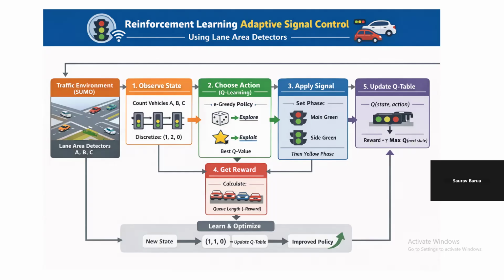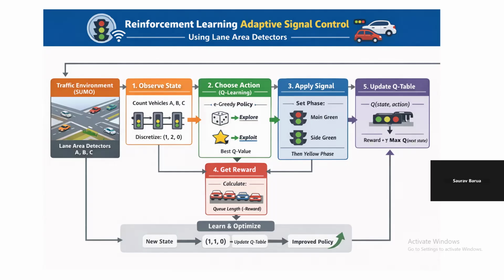For each green, it will be followed by a yellow phase. Then update the Q table, that is state and action. This will be calculated by the Bellman equation as I mentioned, where reward plus gamma, that is the discount rate, times the maximum Q value of the next state, will be calculated. All these things will go through the new state, update the Q table and improve the policy.